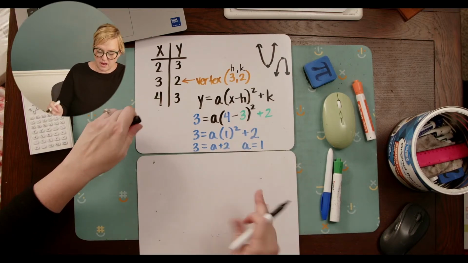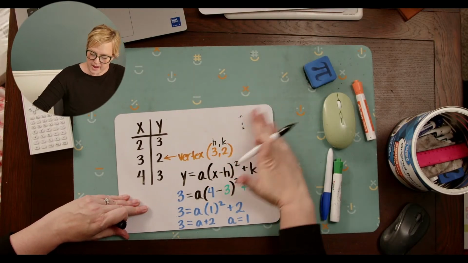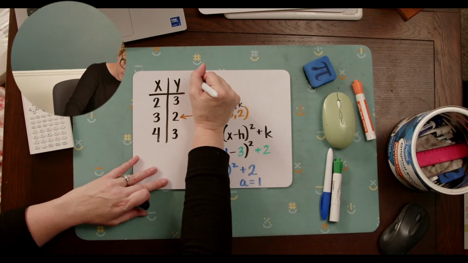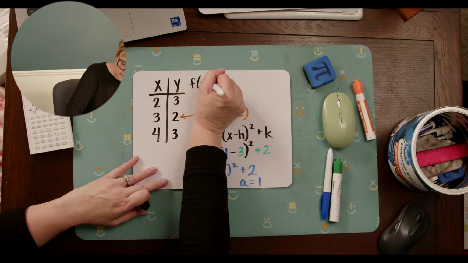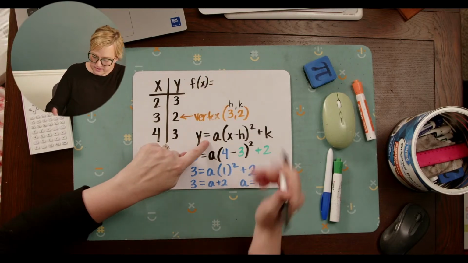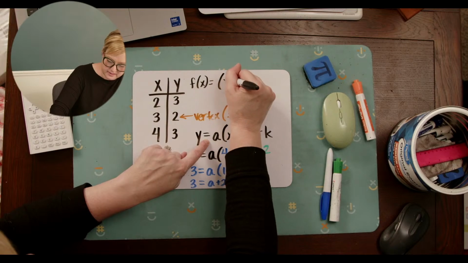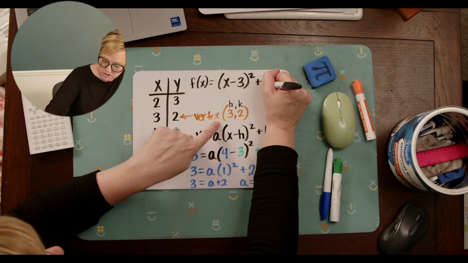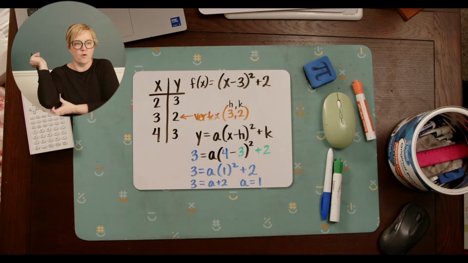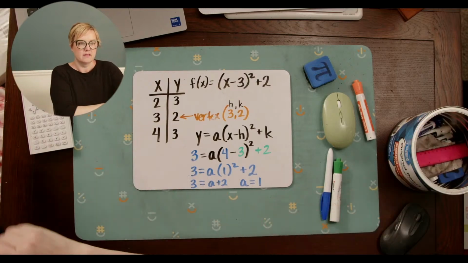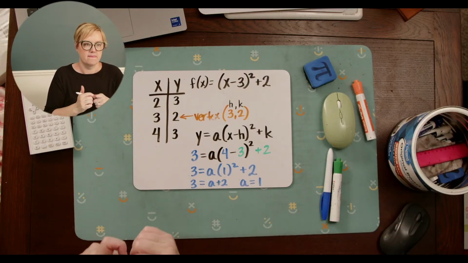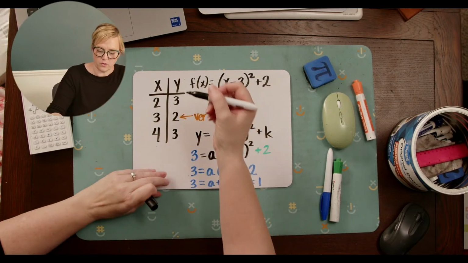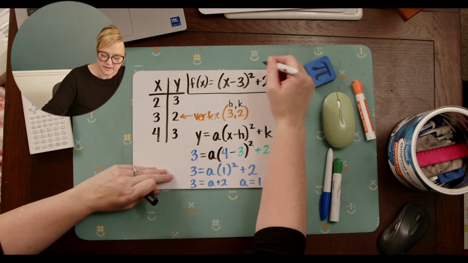So I actually don't need this board. My equation for this quadratic is f of x equals, A is 1, so I don't need to write that down, x minus h, which is 3, squared plus 2. So that would be my formula for this quadratic. This would be what your quadratic would be based on that table.